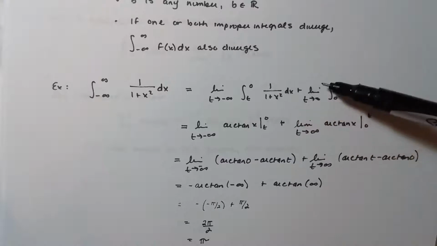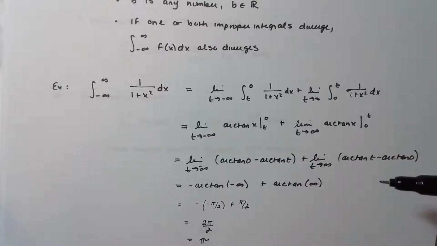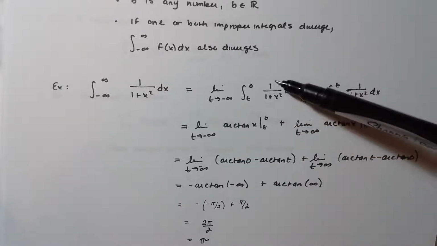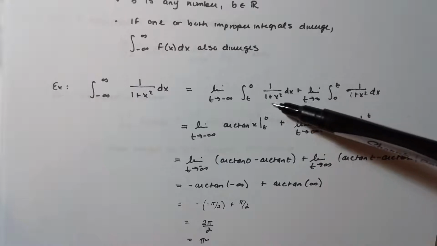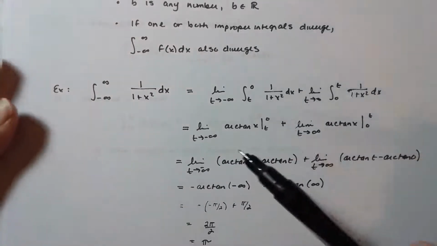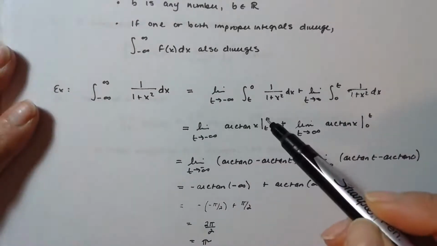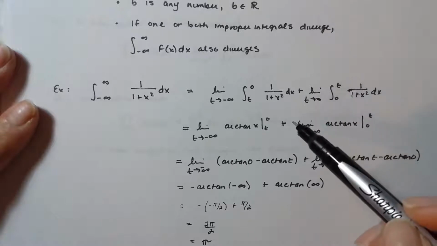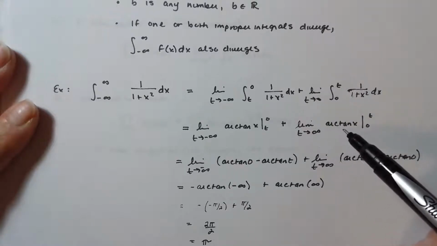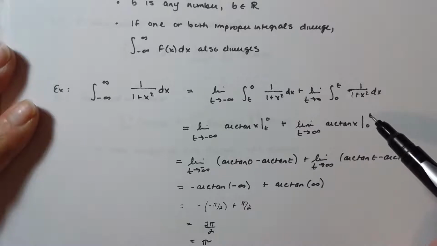Of the function, plus the limit as t approaches positive infinity from 0 to t of the same function. Now, if you remember, this is the arctangent, right? The antiderivative of 1 over 1 plus x squared is the arctangent of x. So we're going to evaluate the limit of the arctangent of x from t to 0, plus the limit as t approaches infinity of the arctangent of x evaluated from 0 to t.